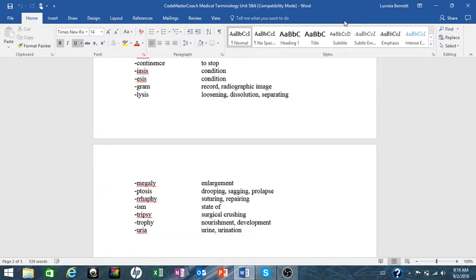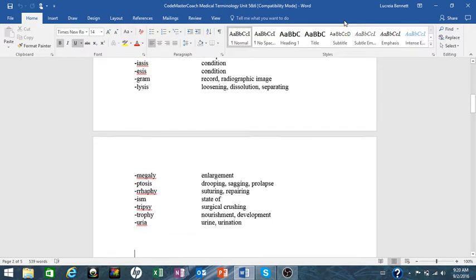Rrhaphy means suturing or repairing. Ism is a state of. Tripsy, surgical crushing. Trophy, nourishment or development. And uria is urine or urination.